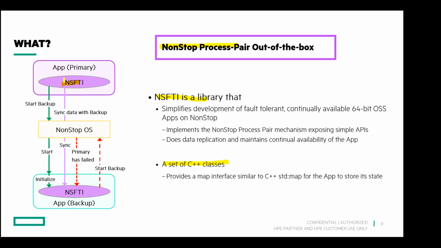So when the application is coming up, it brings up a backup, and then the library keeps syncing the data between the primary and the backup. And in case something disastrous happens and the primary goes down, then the OS gives an indication to the backup that the primary has gone down. The existing backup starts a new backup, and it takes over the role of primary.